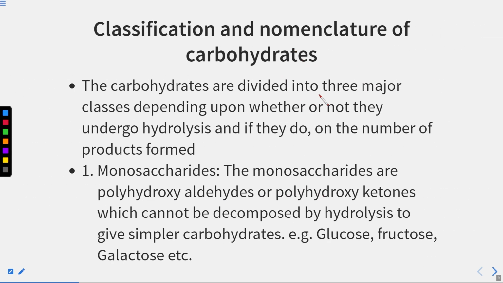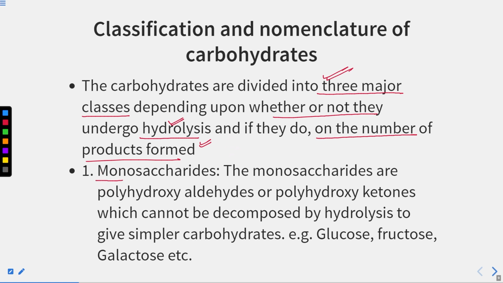The carbohydrates are divided into three major classes depending upon whether or not they undergo hydrolysis, and if they do, on the number of products formed. Hydrolysis means water molecules get joined to it. So on this basis, we have three different classes of carbohydrates.